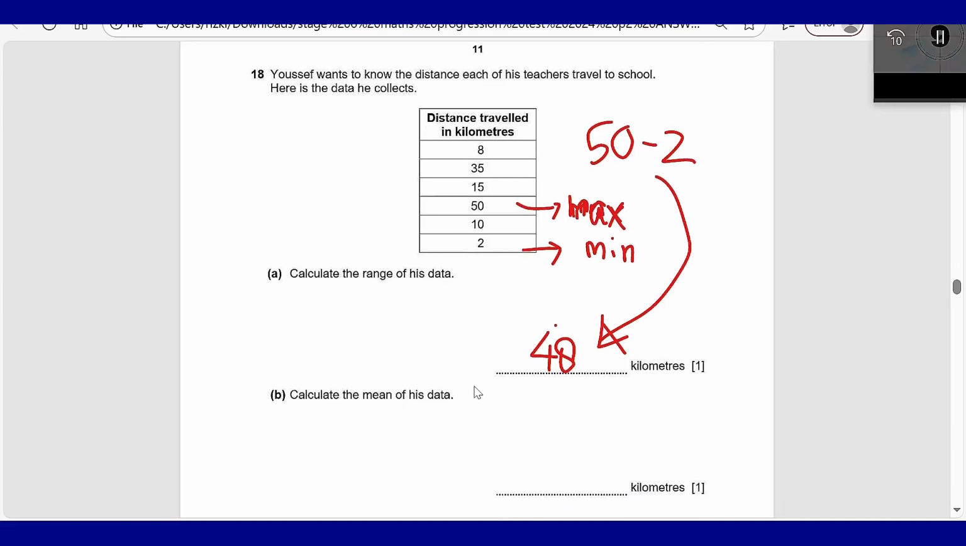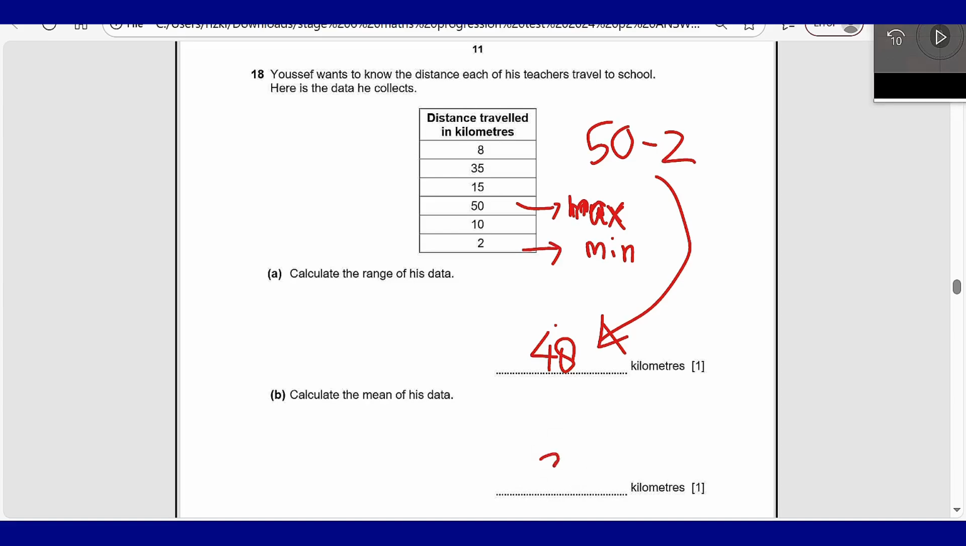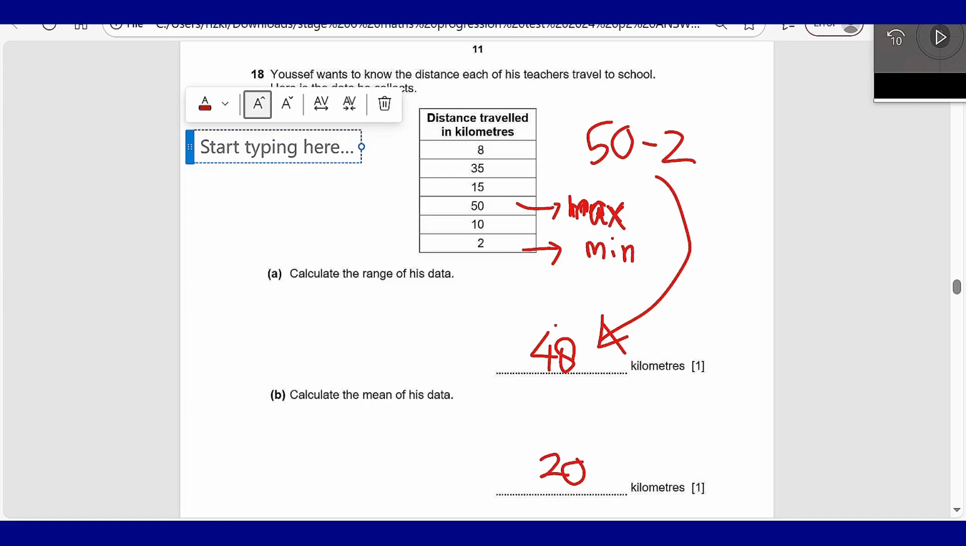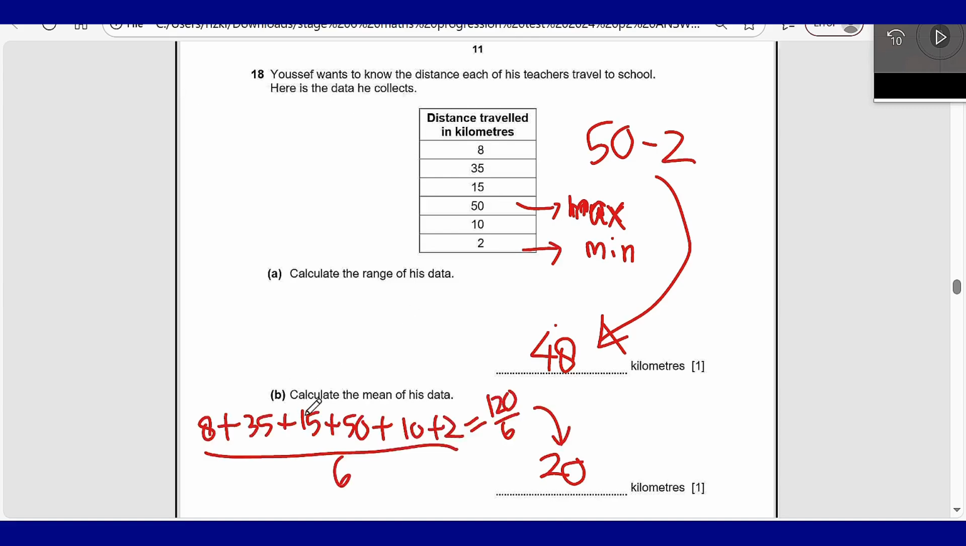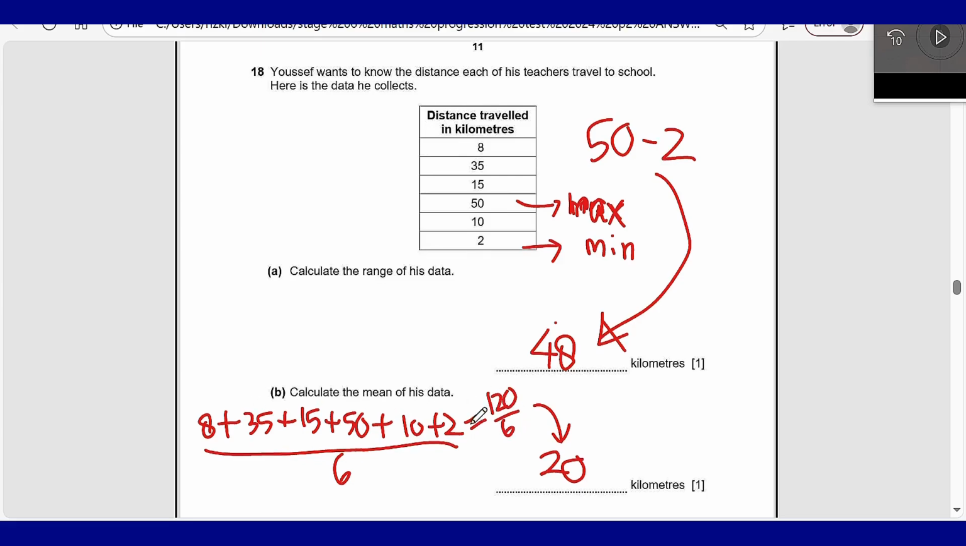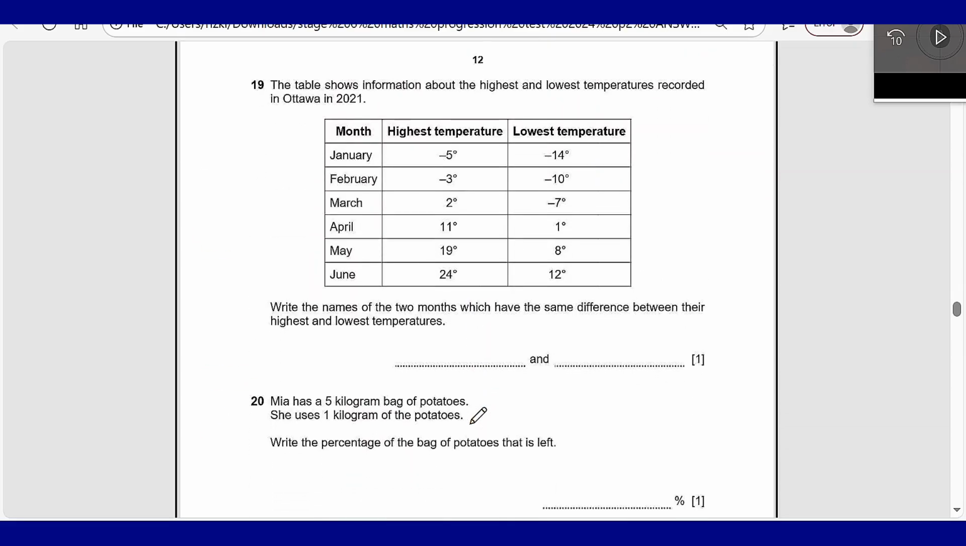Okay, time is given. Well, the answer is 20. How do you do that? We just have to add 8 plus 35 plus 15 plus 50 plus 10 plus 2. All the data, divide by how many numbers of data? 1, 2, 3, 4, 5, 6. Divide by 6. There are 6 data. So the total is 120, and 120 divided by 6 is 20. Let's move on to number 19.